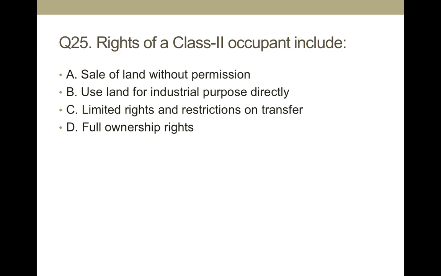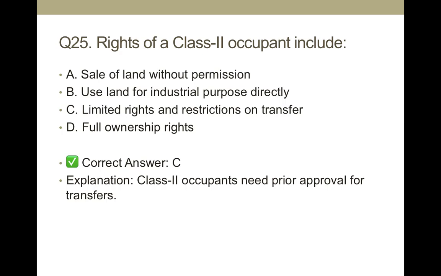Question 25. Rights of Class 2 occupant include option A, sale of the land without permission, option B, use of the land for the industrial purpose directly, option C, limited rights and restrictions on transfer, and option D, full ownership right. So the correct answer is option C, that the Class 2 occupant needs a prior approval for the transfer.